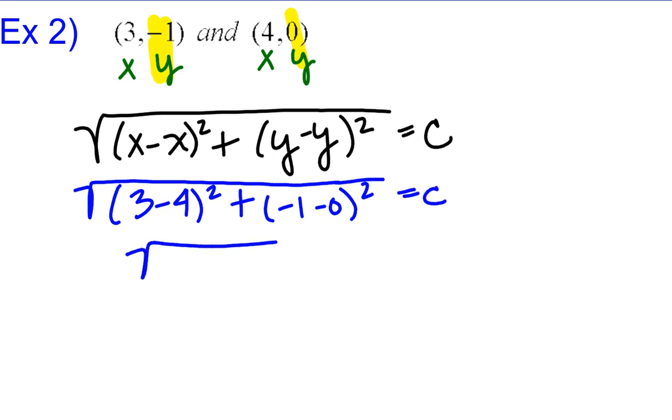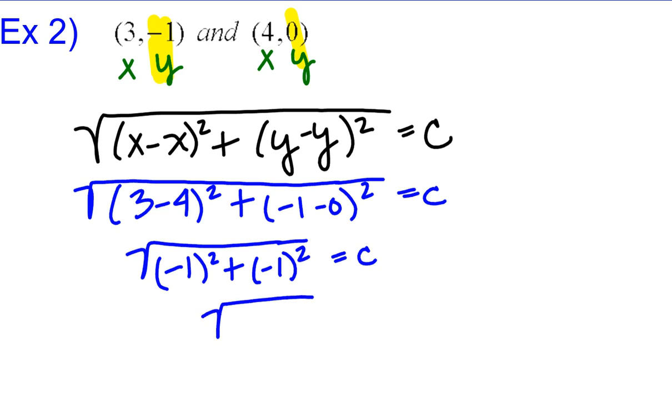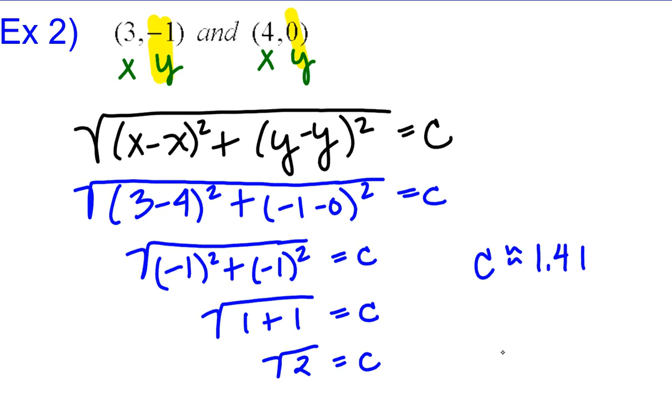We know that 3 take away 4 happens to be negative 1 squared, plus negative 1 minus 0 is also negative 1, and we're going to square that. Following just the order of operations, we did parentheses, now we're doing exponents. Negative 1 squared is 1, and the other one is also 1. And we get the square root of 2. We know, once again, that we could leave it in this format, but if we need to round it off and find it to the nearest tenth, we would find out that c was approximately 1 and 41 hundredths. That's the distance of that hypotenuse side when I have these points on a coordinate plane.